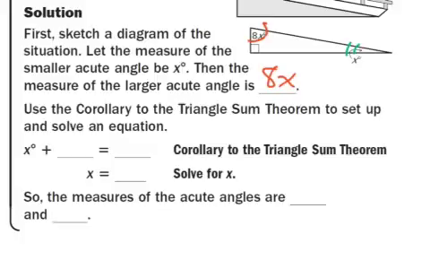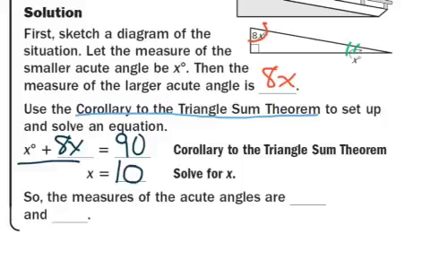And since this is a right triangle, we can use the corollary to the triangle sum theorem to tell us that those two angles are going to add up to 90 degrees. So x plus 8x equals 90. Simplify, that gives us 9x is 90, divide by 9, and x is 10. So the measures of our angles are 10 degrees and 8 times 10, or 80 degrees.